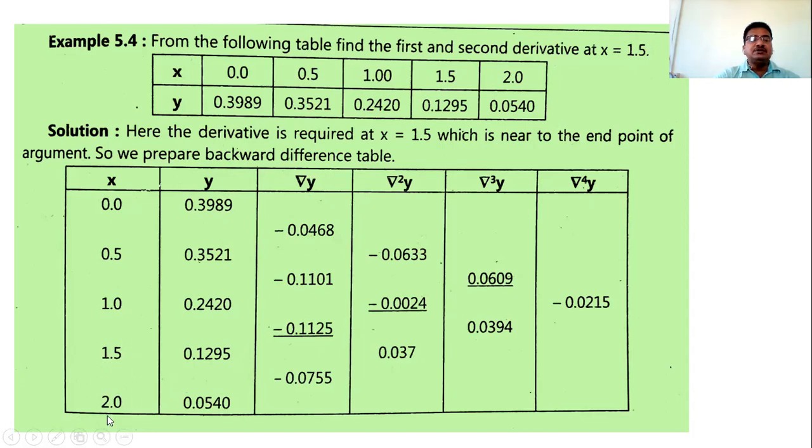This 2.0 is not xn. We consider the table only up to this. Either write here one dotted line, suppose. Then what are the entries? These entries are important. This is xn. And consider this 1.5 as the last point. Then this is yn, and this is del yn now, and this is del square yn, and this is del cube yn. Okay, so these values are important to find the first and second order derivative at 1.5.